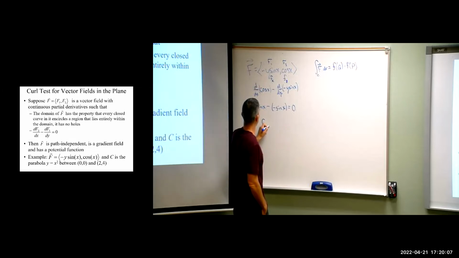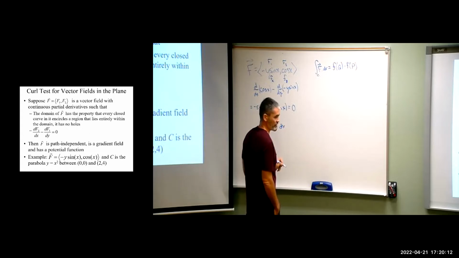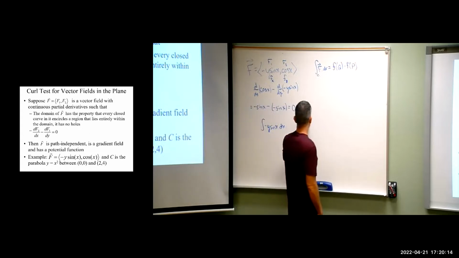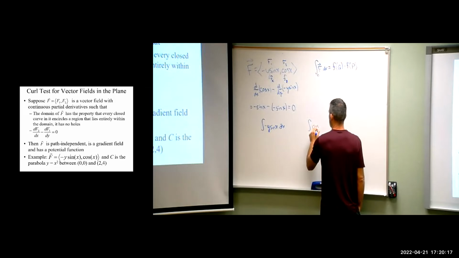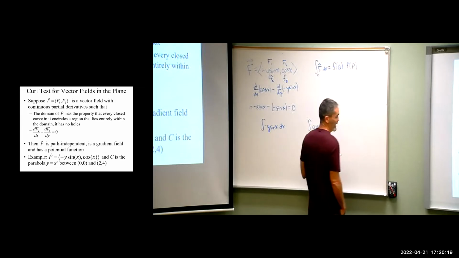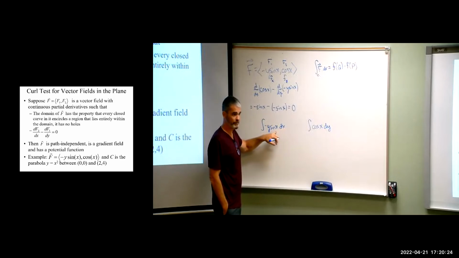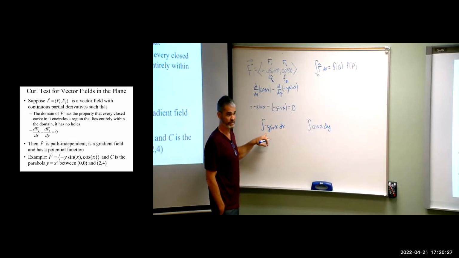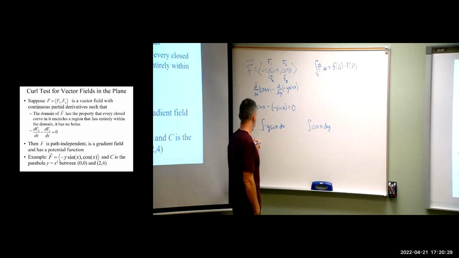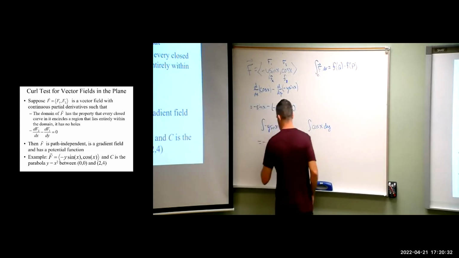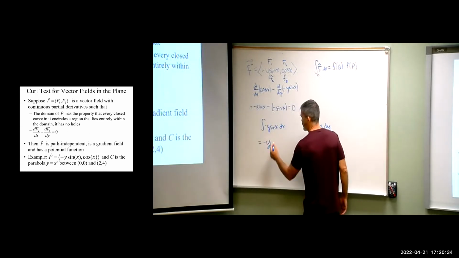So we're going to do the antiderivative of minus y sine x with respect to x. And we're going to do the antiderivative of cosine of x with respect to y. Remember what that means. X is the variable, y is a constant. So if I'm doing this guy, it's going to be over here. Minus y is a constant times the antiderivative of sine, which is negative cosine of x.